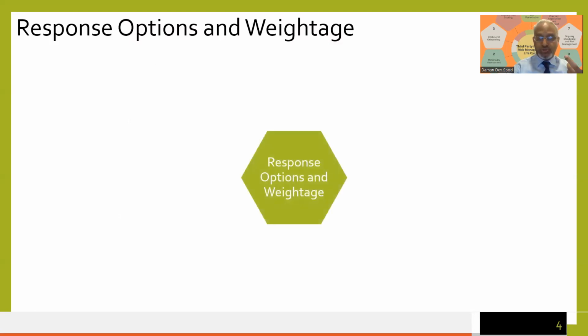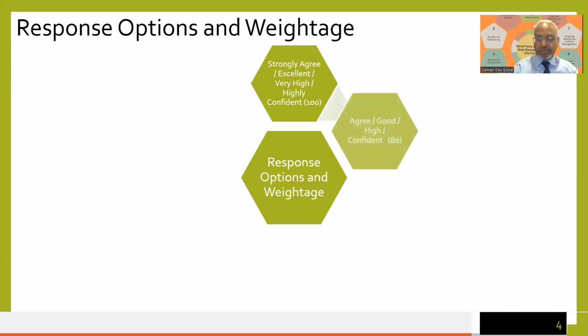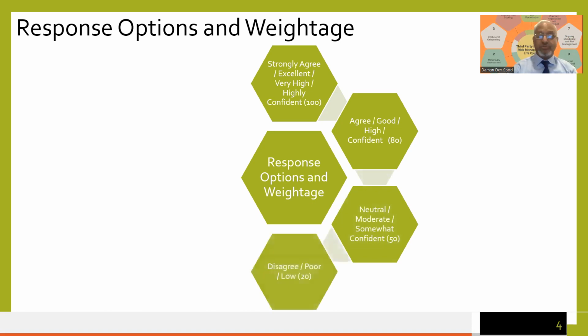Assume these are the options you used for the response and the weightage. For example, for a question, strongly agree, excellent, very high, highly confident, the weightage you are giving is 100 to such response. And these could be for any one of those 10 questions. Your second option would be not strongly agree, but agree, not excellent, but good. And for that, you would give a weightage of 80. The third option could be neutral, moderate, or somewhat confident with a score weightage of 50. Fourth option could be disagree, poor, or low with a weightage of 20, and a weightage of 0 with the fifth option if someone says strongly disagree, very poor, or not confident, not satisfied at all, etc.